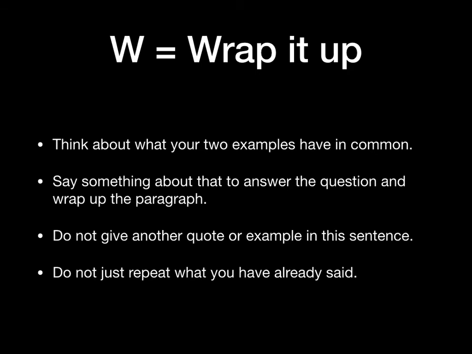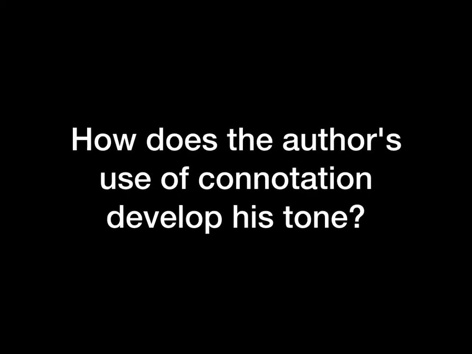Our W stands for wrap it up. So remember, we're going to think about what our 2 examples have in common. And we're going to say something about that to answer the question and wrap up the paragraph. At the end of your paragraph, you do not want to give another quote or example in this very last sentence. If you do, then you need to explain it and wrap it up after that. And you also do not want to just repeat what you've already said. So let's remember our question. It's how does the author's use of connotation develop his tone?